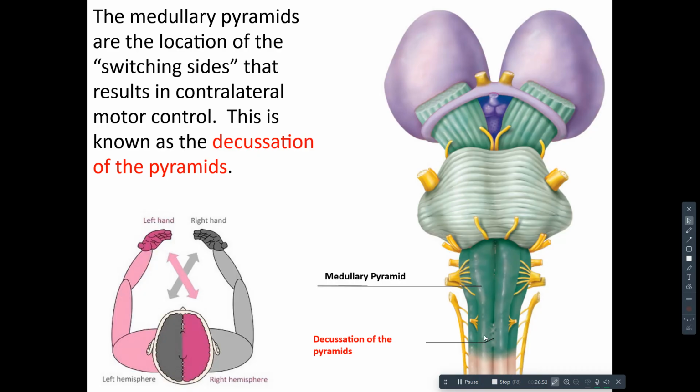And this switching of sides is what results in the contralateral motor control. The fact that your right hemisphere controls your left side and your left hemisphere controls your right side. The switching is called the decussation of the pyramids. The word decussation more or less means to make an X. And because we see little X's right here, that's where the word comes from.